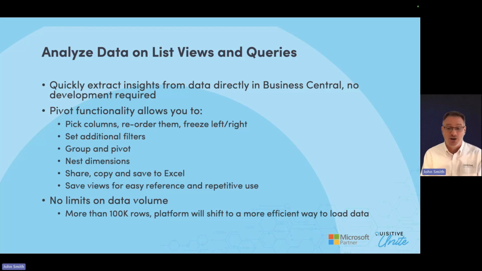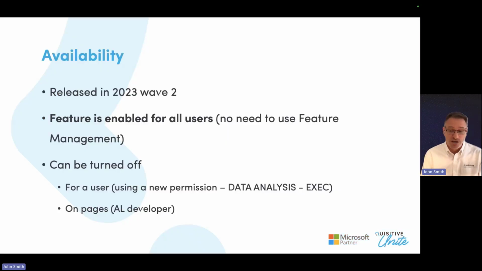Microsoft has also thought about large data sets, and I know there's customers on this call with very large data sets. If you're trying to do this on a view that has over 100,000 records, the application will prompt you to do some filtering to find a more efficient way to deal with the data load. So, very, very interesting, and a lot of thought went into this to ensure that it works across all customer environments. This was released in Wave 2 of 2023. The feature is enabled for all users, and it can be turned off. It's important to know that a new permission, data analysis - execute, was created. So if there was a requirement to turn it off, you could do that.